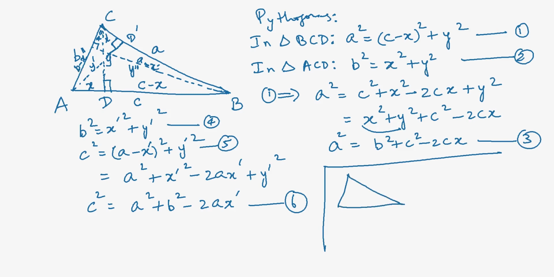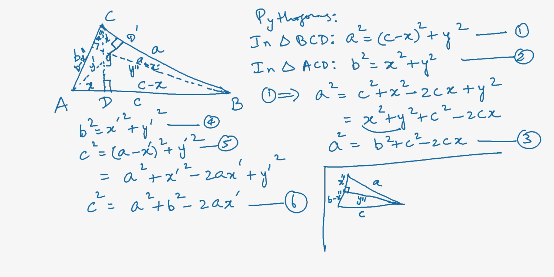So it will look like this, and this is our altitude. Because of this, if this is the 90 degrees, and we call this side x double prime, then this piece will be b minus x double prime. Okay. Yes, sir. And this side is still a, and this side we call y double prime, and this side is still our c, isn't it?